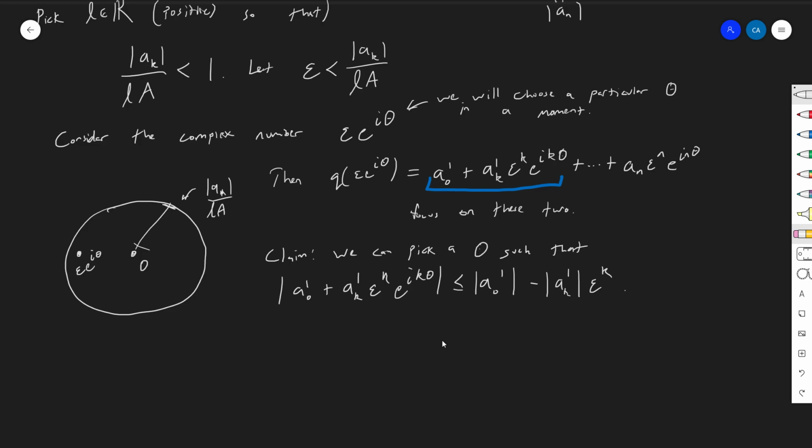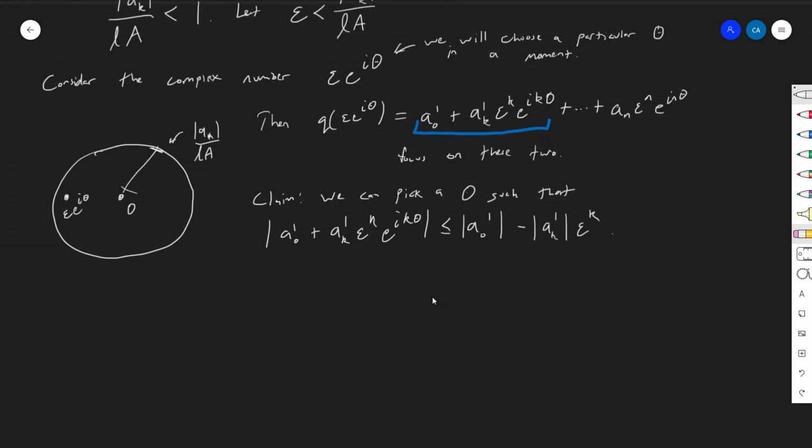Now this is a confusing thing to look at. Don't worry, it's not that complicated really. What you've got here, remember, a sub 0 prime and this whatever garbage mess, these are just complex numbers. So we can remember some vector addition stuff, and that's really all you need in order to see this. And you also got to remember that what I've really got with a sub k prime epsilon to the k e to the i k theta is a parameter theta that I can control, right?